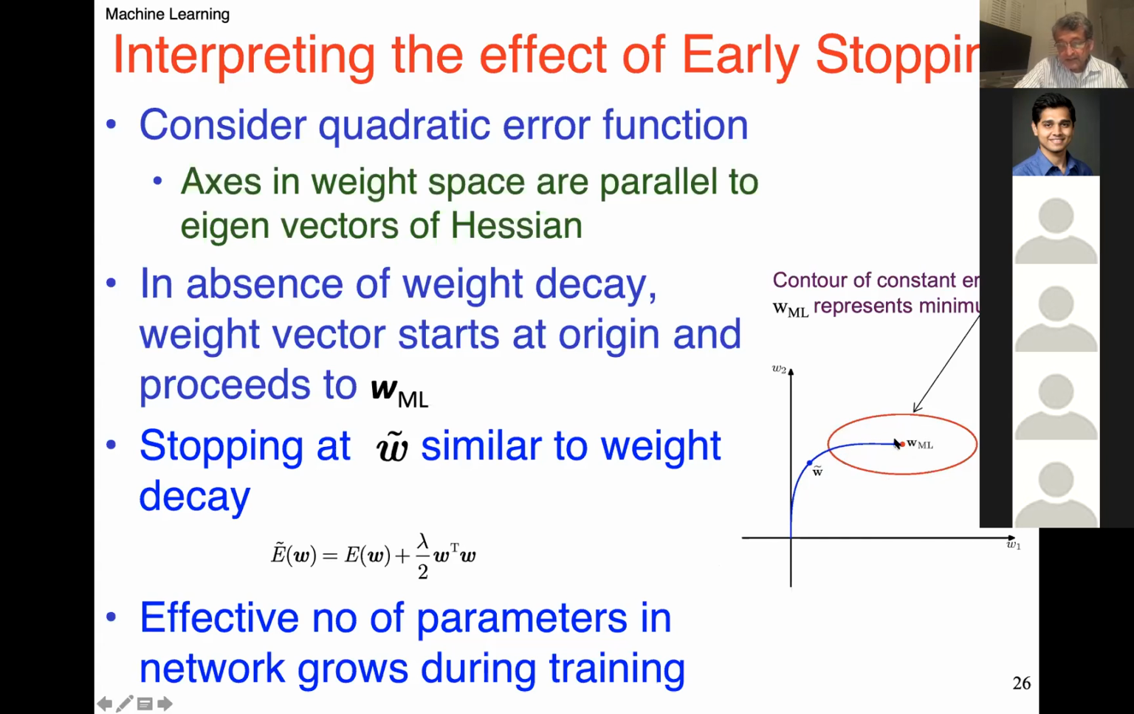But early stopping says don't go all the way to approach the minimum here. Maybe we stop right here at W tilde. And W tilde is again somewhat analogous to weight decay. We are not bringing it down to the point here that is closest to the origin. And so we are stopping somewhere in between the two. Right?